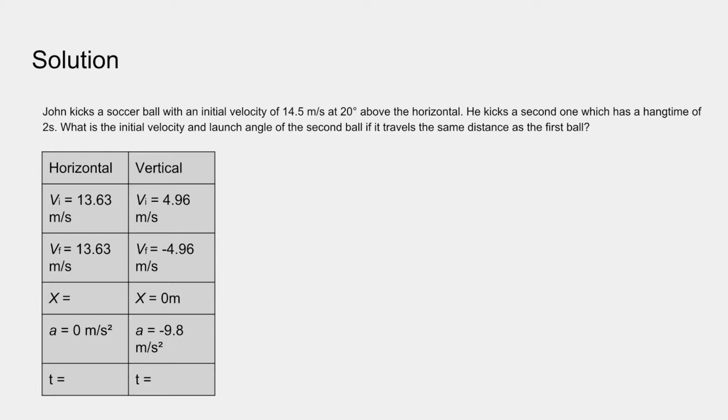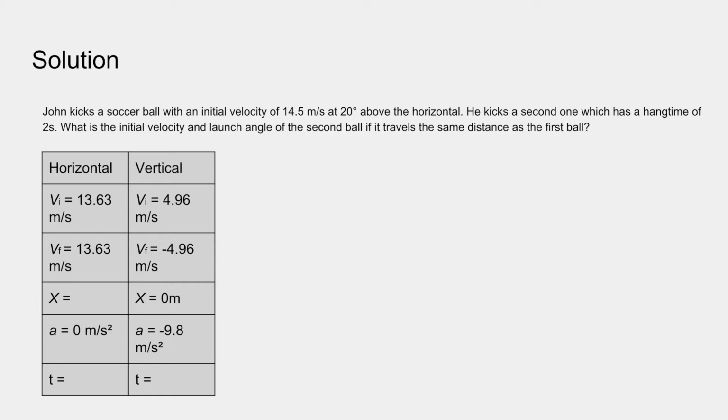And vertically, the initial velocity is 4.96 meters per second, and the final velocity will just be the opposite of that, since the launch angle and the angle at which the ball hits the ground are both equivalent. So the final velocity will just be the opposite of the initial velocity for the vertical component.